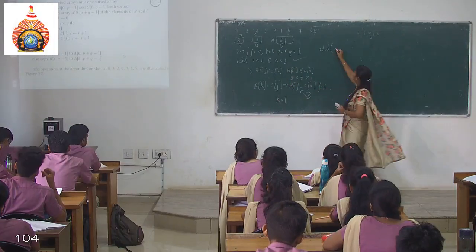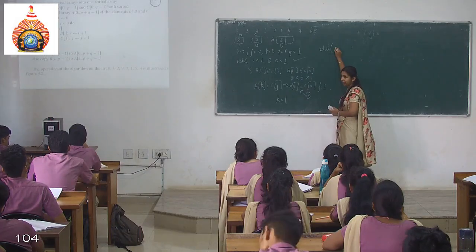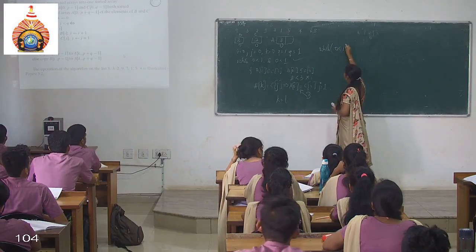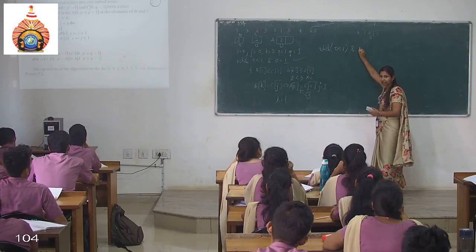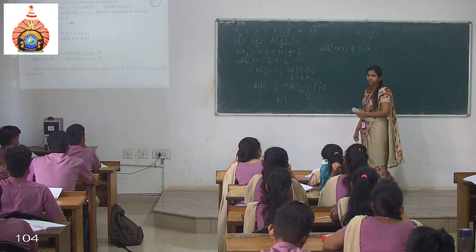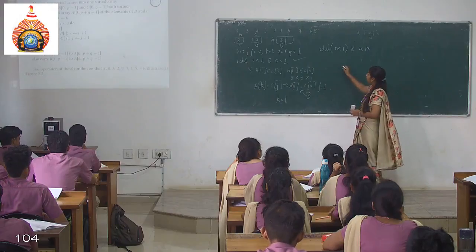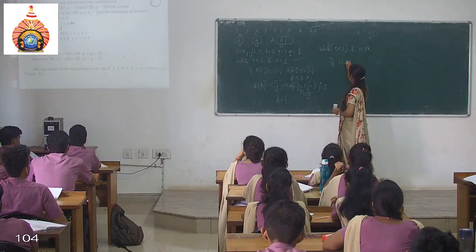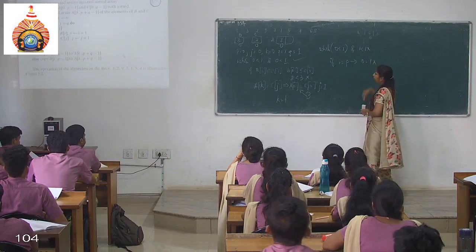Next, while I less than P and J less than Q. What is I? 0. 0 less than P, is it true? Yes. And J less than Q: what is J? 1. 1 less than 1? False. The while condition is false. Correct? So if your while condition is false, where will it go? If I is equal to P: what is I? 0 equal to 1? No.